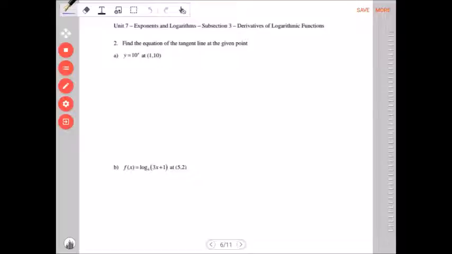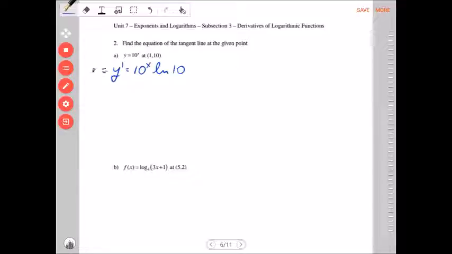Okay, number 2. Find the equation of the tangent line at the given point. So there's a couple of them here. So y prime for this guy, 10 to the x. So that is just 10 to the x again, ln 10. Okay, so we just take the extra ln of the base.